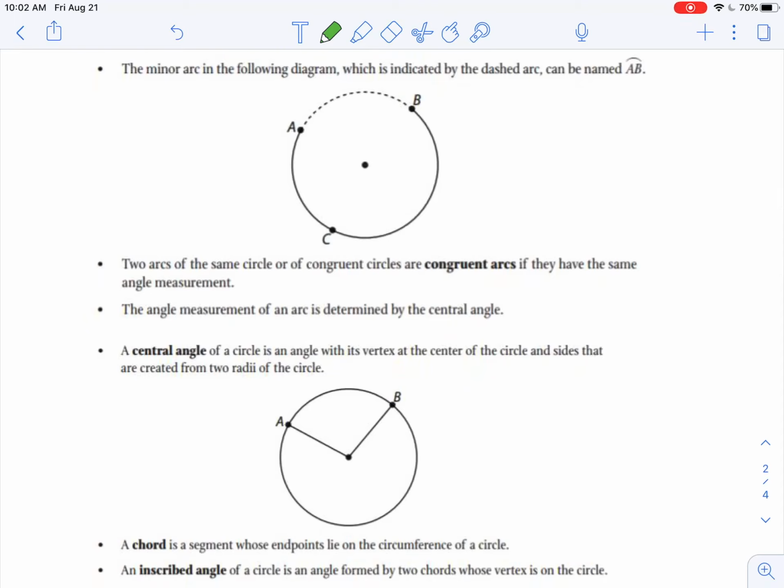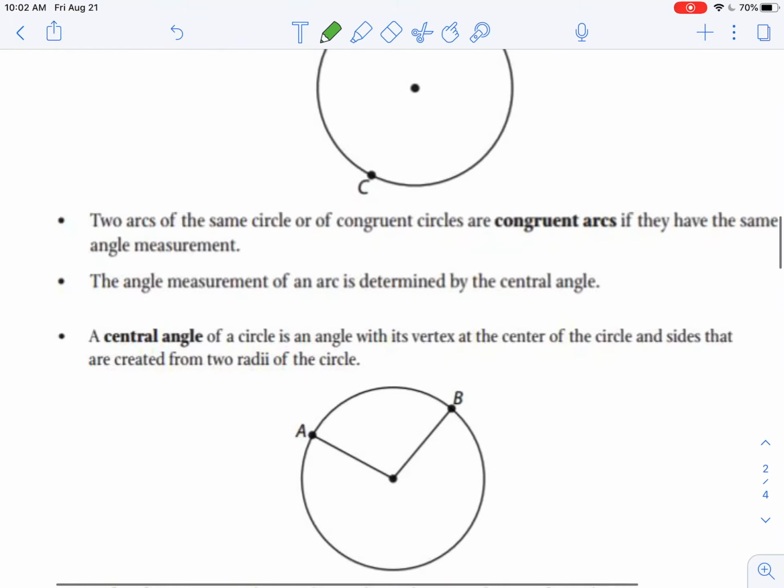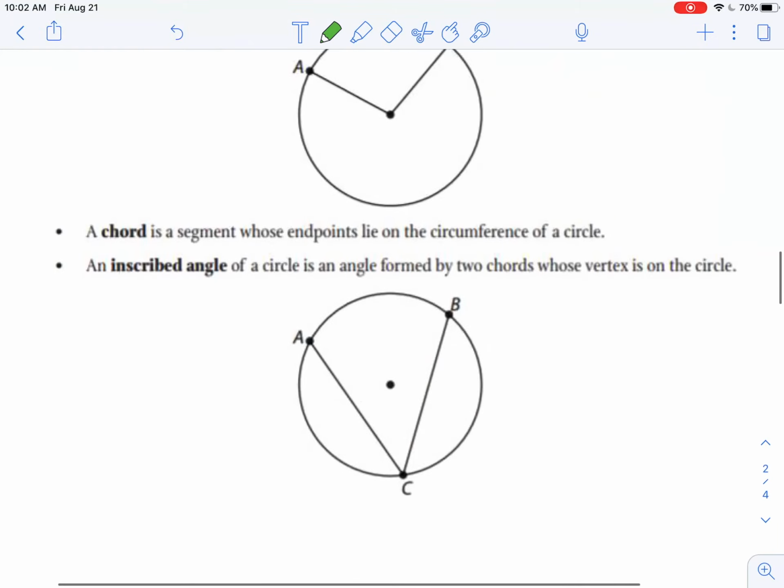Two arcs of the same circle or of congruent circles are called congruent arcs if they have the same angle measurement. The angle measurement of an arc is determined by its central angle. The central angle of a circle is an angle with its vertex at the center. That's what we're going to look at next week.